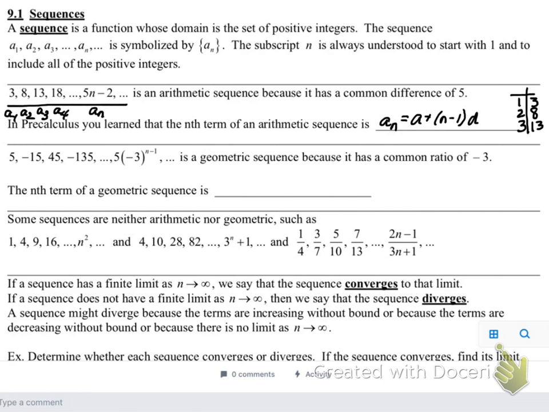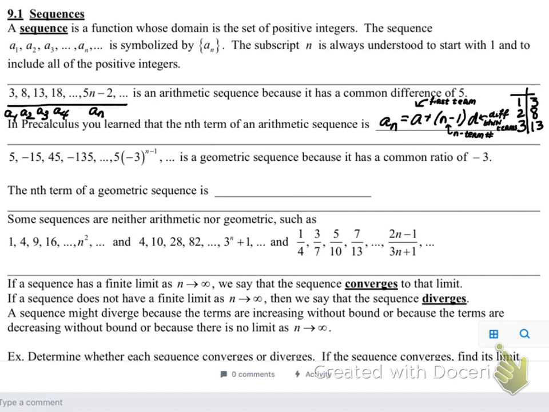In pre-cal, you learned that the nth term of an arithmetic sequence is a sub n equals a plus n minus 1 times d, and a is the first term, and n minus 1 is the previous term number times the difference between the terms. So in this particular case, d would be 5 and a would be 3.